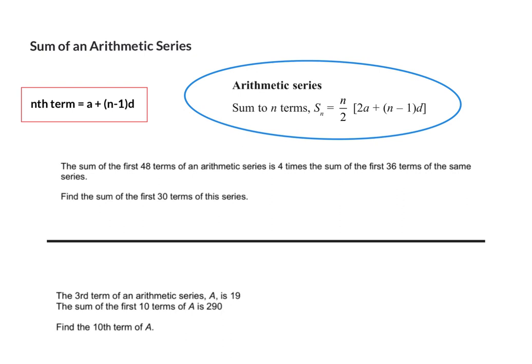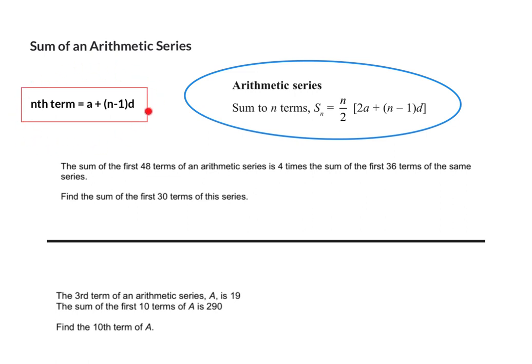The sum of an arithmetic series will involve possibly two formulas. The more complicated formula is given to you in the exam paper. So it's this one here. The sum of a series is S of n equals n over 2, bracket 2a plus n minus 1 d, close bracket. And here n is the number of terms, a is the first term, and d is the common difference.